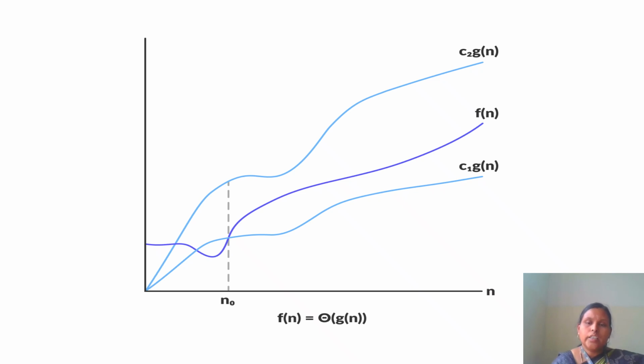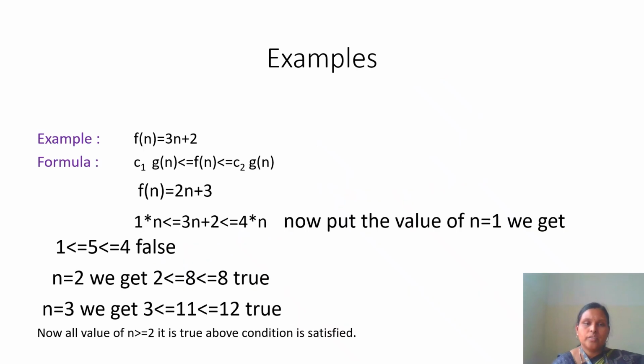This is the theta notation, where c1 and c2 are both constants, and f of n and g of n are non-negative functions. F of n may increase or decrease, but it is what actually happens while executing the algorithm, that is the average time complexity. That is called f of n equal to theta of g of n.